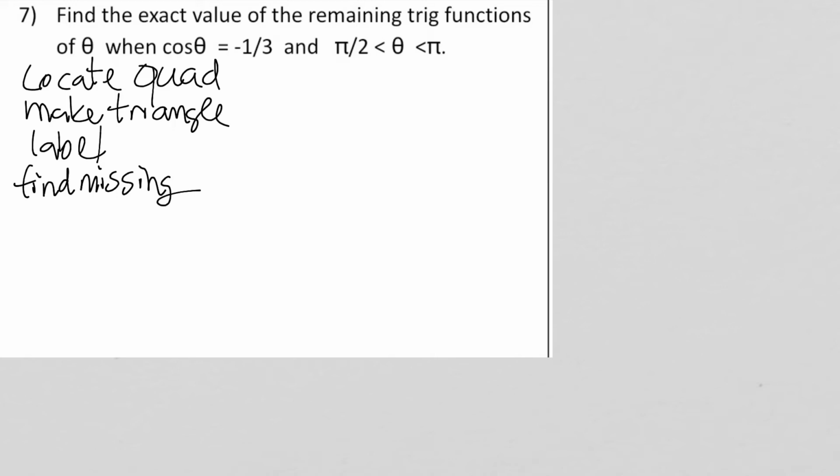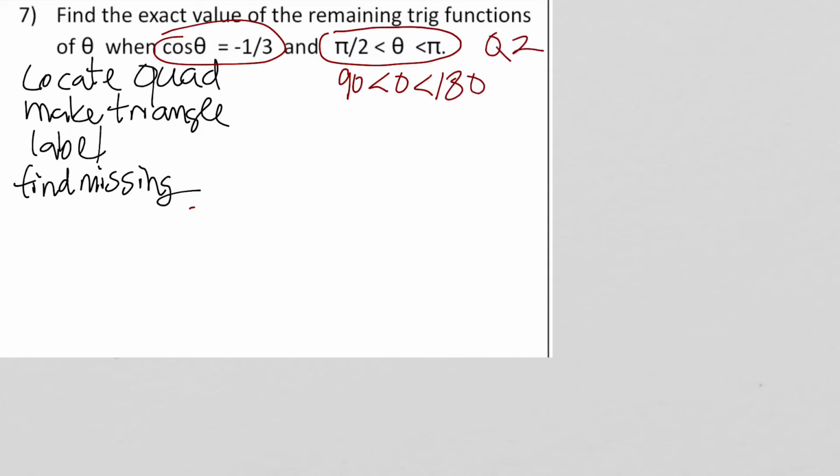So let's figure out. It's saying cosine of this angle is negative 1/3, so cosine is negative. And where is this angle lying? It actually tells us between 90 degrees and 180, so that's quadrant 2. So I am sketching this triangle in quadrant 2, which is here. You always want to make your triangle towards the x-axis. So I'm going to go straight down and put my right angle towards the x-axis.